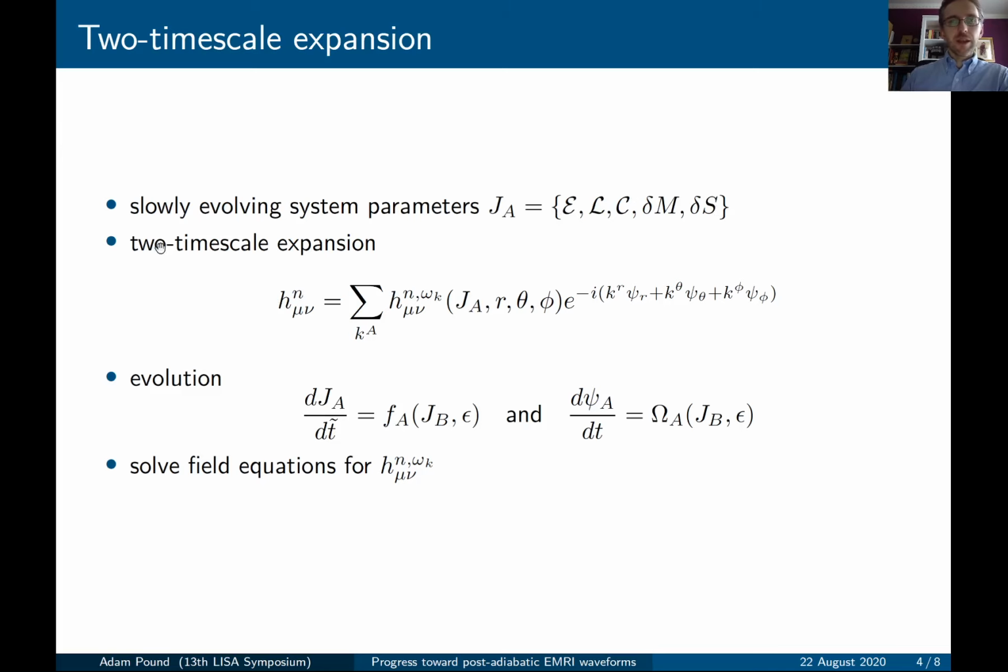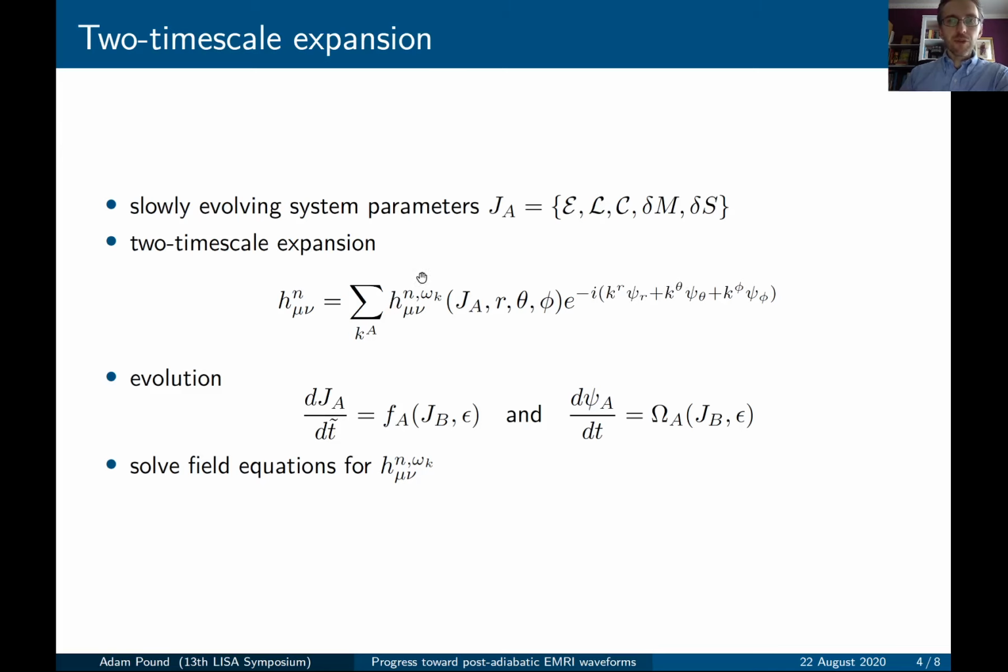Then our metric perturbation has this two-timescale ansatz, where you've got these Fourier phases. We have a radial phase, a polar phase, and an azimuthal phase. These are describing the motion of the small object around the big one on the orbital timescale. So you're oscillating in and out with time, you're oscillating up and down with time, and you're going around and around azimuthally with time. And all these phases are harmonics of those orbital phases, where these k's are integers.